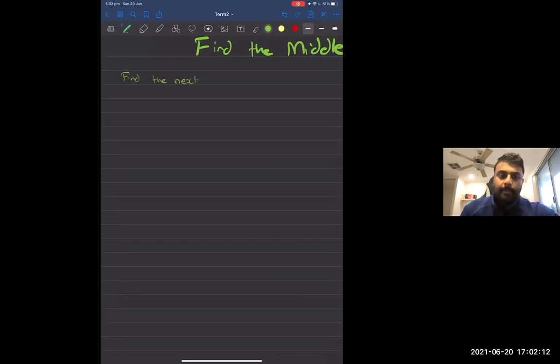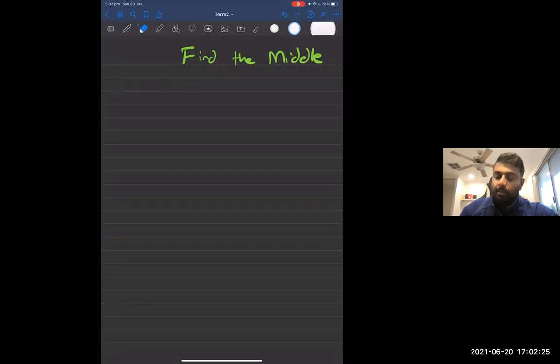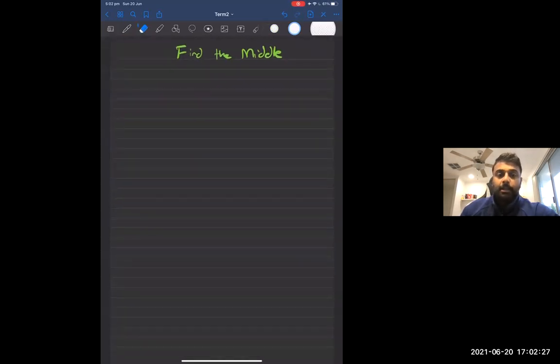next, right? So for example, the question would be 1, 2, 3. What comes next is pretty straightforward. So that's find the next type of question. Find the middle is another question type that has sometimes come up. It doesn't come up every year, and even if it does, the occurrence of it is pretty low, but we want to help you prepare for it.